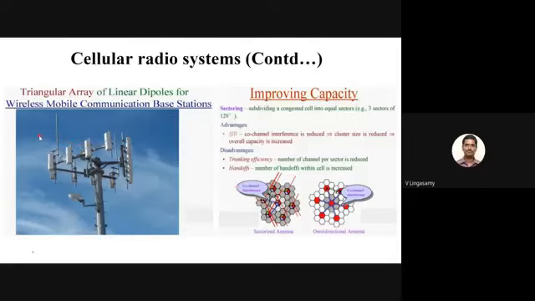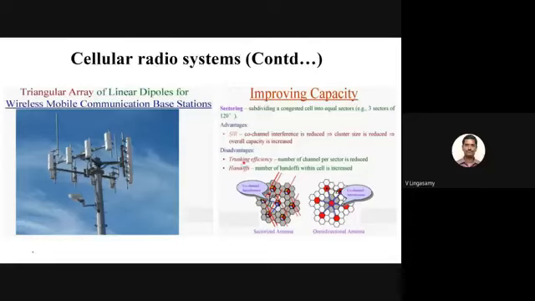And the cluster size will be reduced, because we are avoiding this co-channel interference. Therefore, we can reduce the cluster size, because we can put in multiple base stations and give a better user experience to the user.